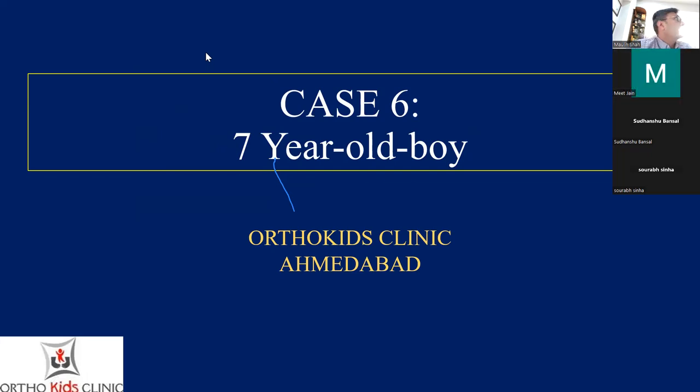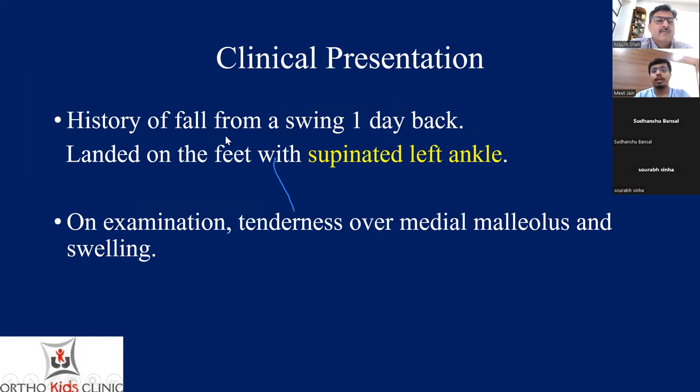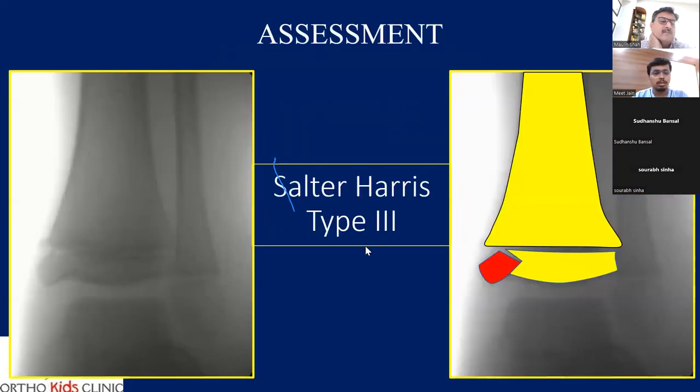Yeah. So we have 10 minutes and we have to go through 3 quick cases. Yes, Neet, shoot. So we have a 7-year-old boy who had a history of fall from a swing one day back, and he landed on his feet with a supinated left ankle. On examination, there was tenderness of the medial malleolus and swelling over it as well. As we can see on the X-ray, this is a straightforward Salter-Harris type 3 injury.